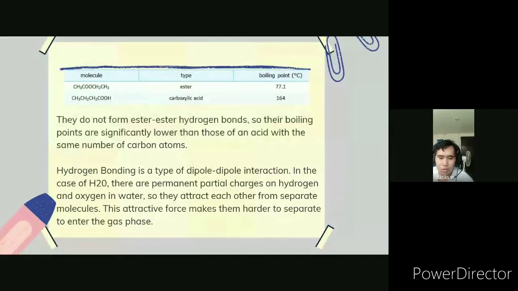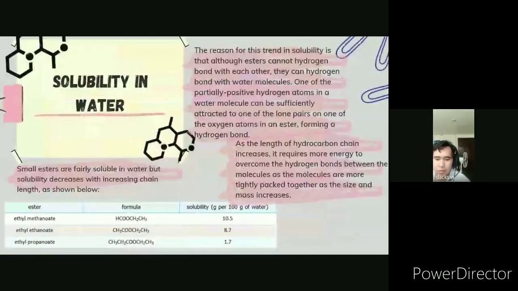For those who didn't know, hydrogen bonding is a type of dipole-dipole interaction. In the case of H2O, or water, there are partial charges on hydrogen and oxygen in water, so they attract each other from separate molecules. This attractive force makes them harder to separate and enter the gas phase.